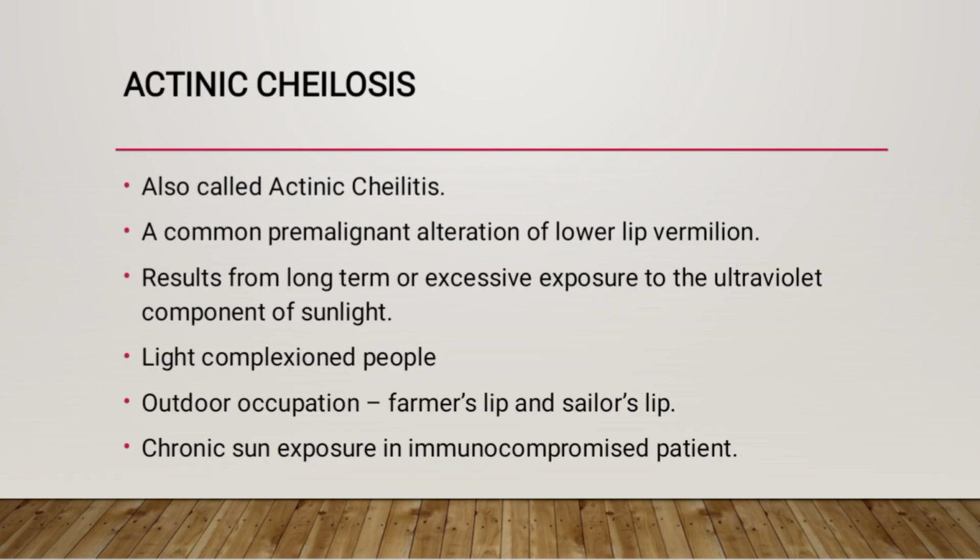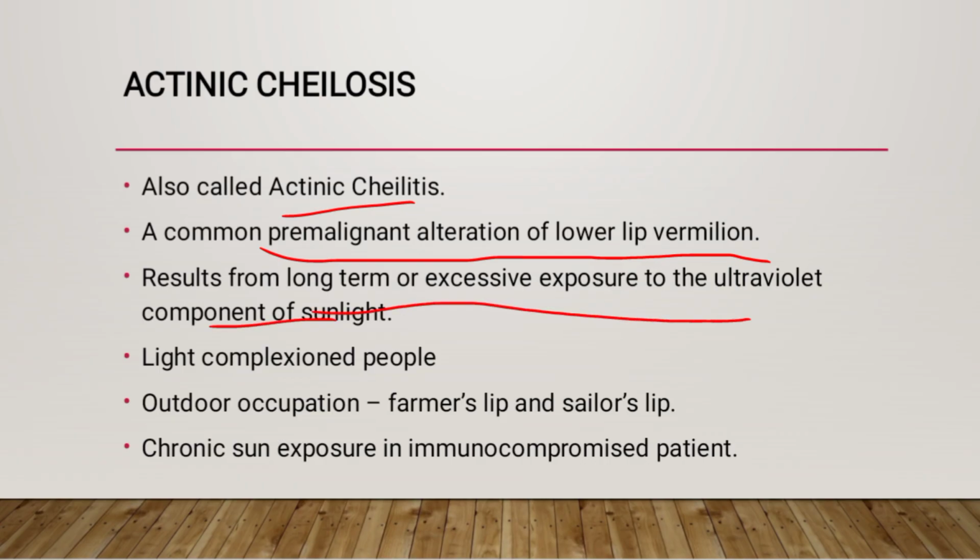Now moving towards actinic cheilitis. It occurs when the patient is exposed to UV radiation for a very long time, so it is also called actinic cheilitis. Basically it is a pre-malignant alteration of the lower lip vermilion zone, resulting from long-term excessive exposure to UV radiation.